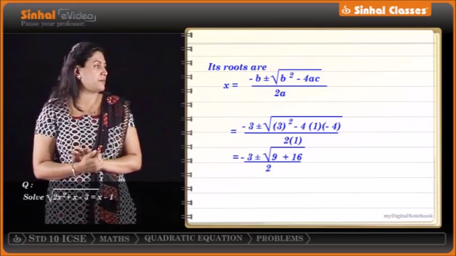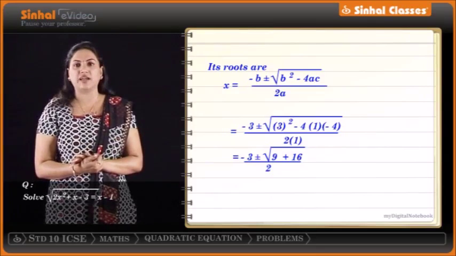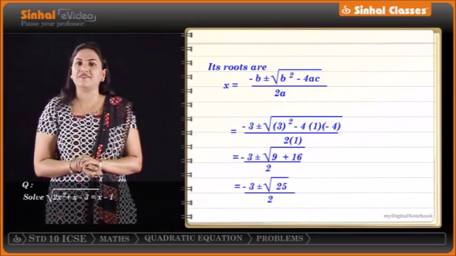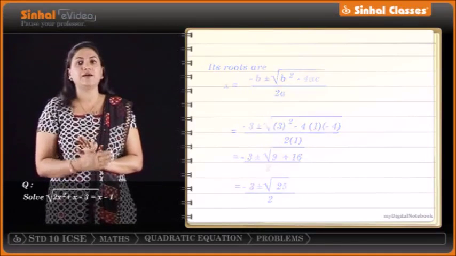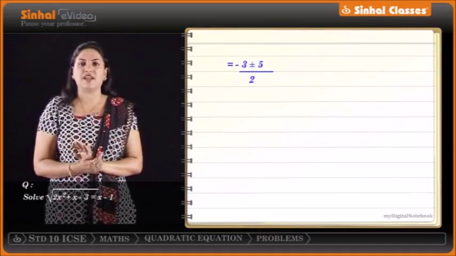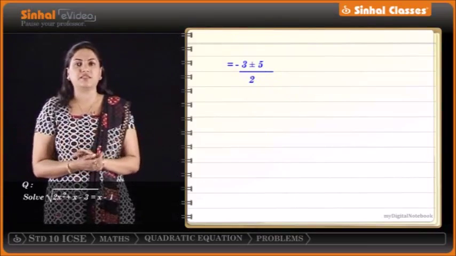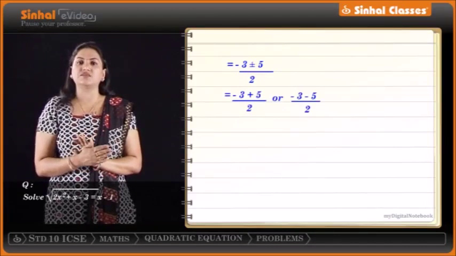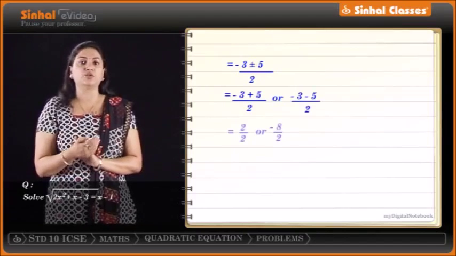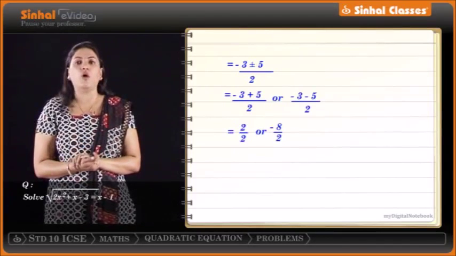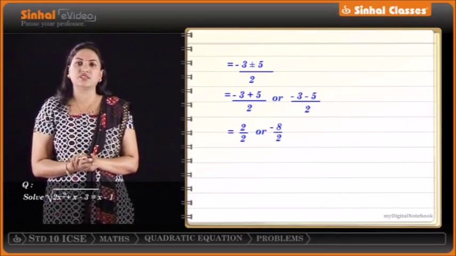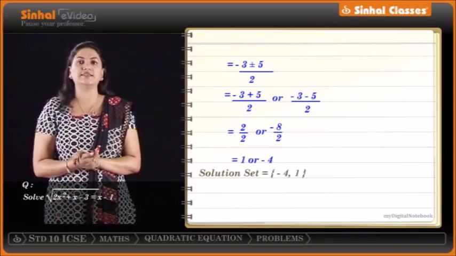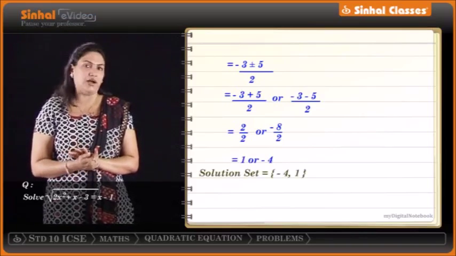So we write the next step as minus 3 plus or minus root 25 upon 2. Now root 25 is 5. So we write minus 3 plus or minus 5 upon 2. Now we separate the terms as minus 3 plus 5 upon 2 and minus 3 minus 5 upon 2 to get 2 upon 2 or minus 8 upon 2, which is equal to 1 or minus 4. So the solution set is minus 4, 1.